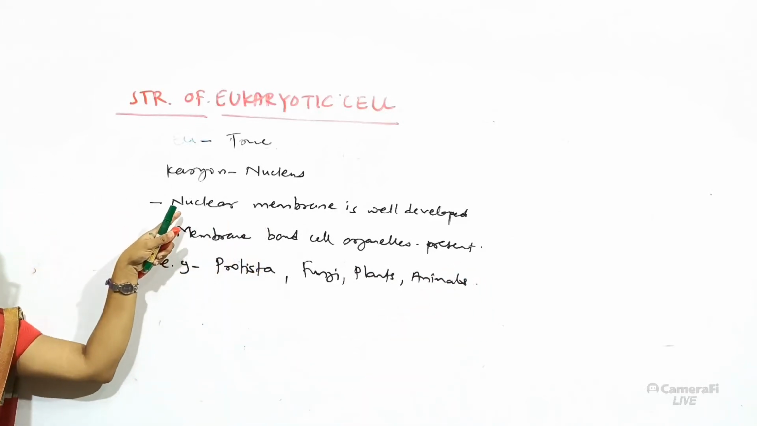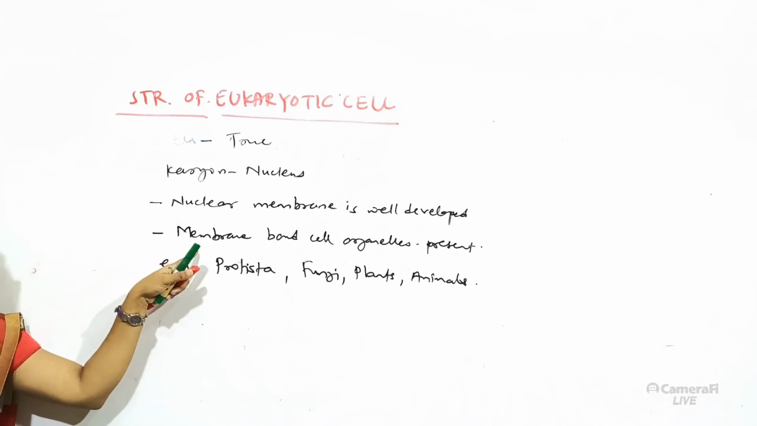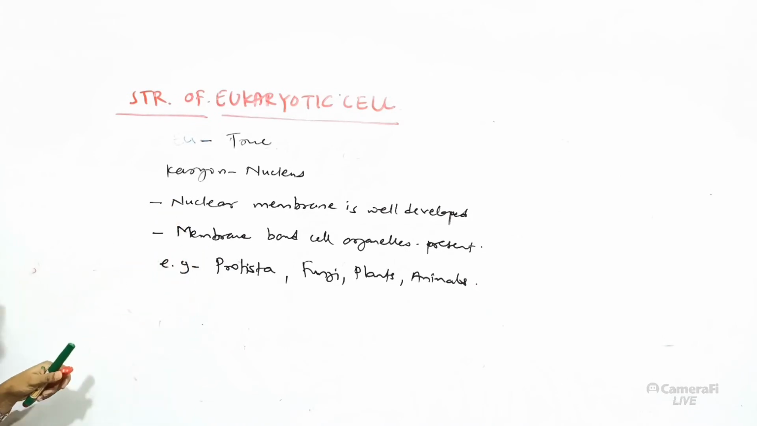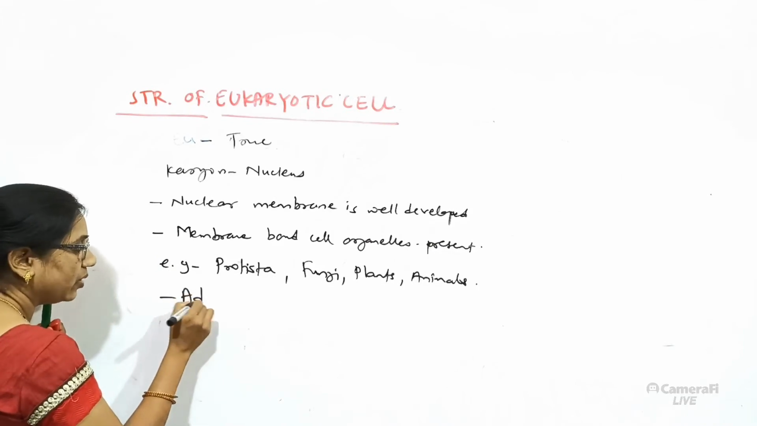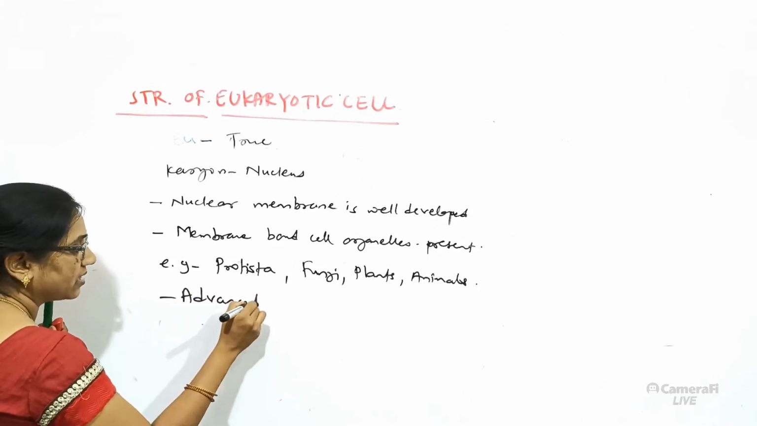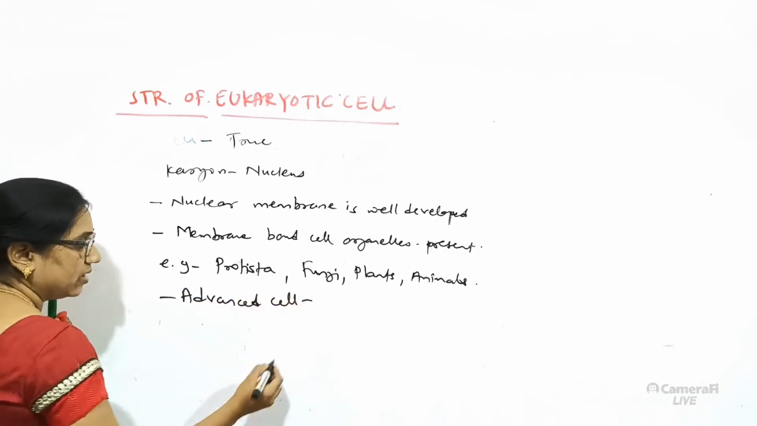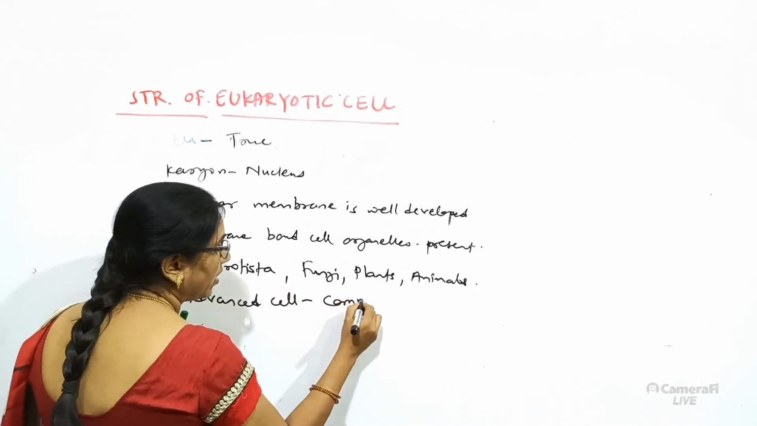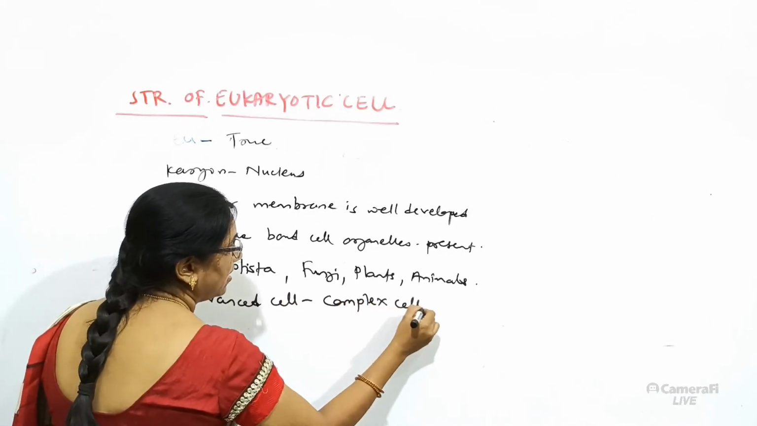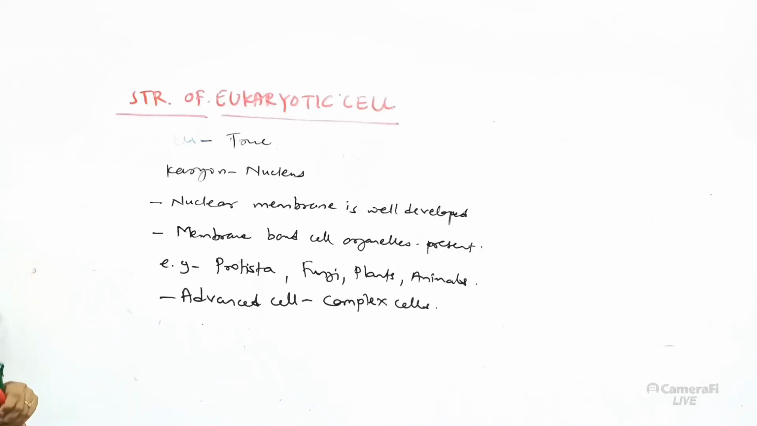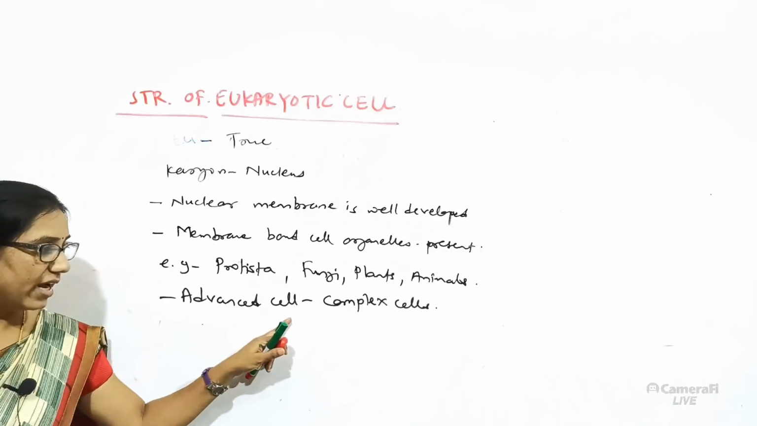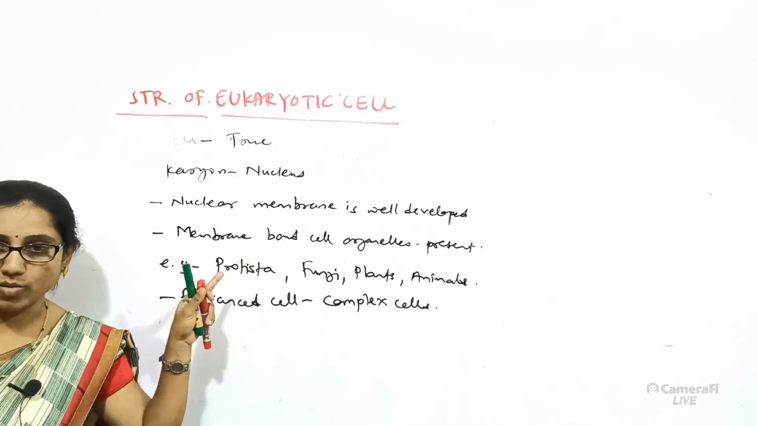Due to the presence of well developed nucleus and membrane bound cell organelles, compared to the prokaryotic cells, these are the advanced cells, and comparatively they are the complex cells.